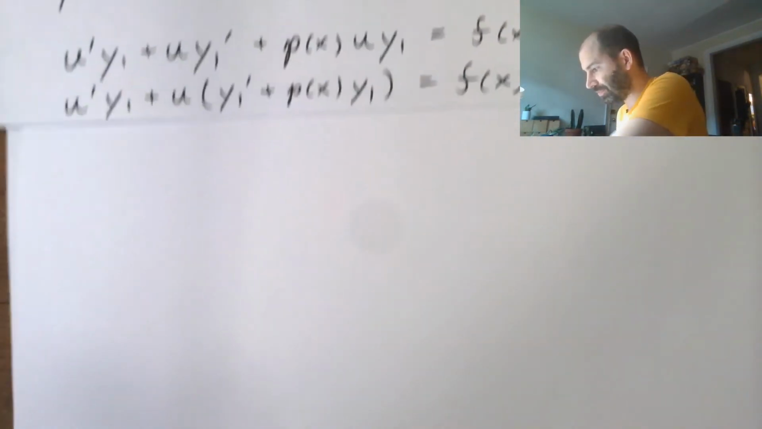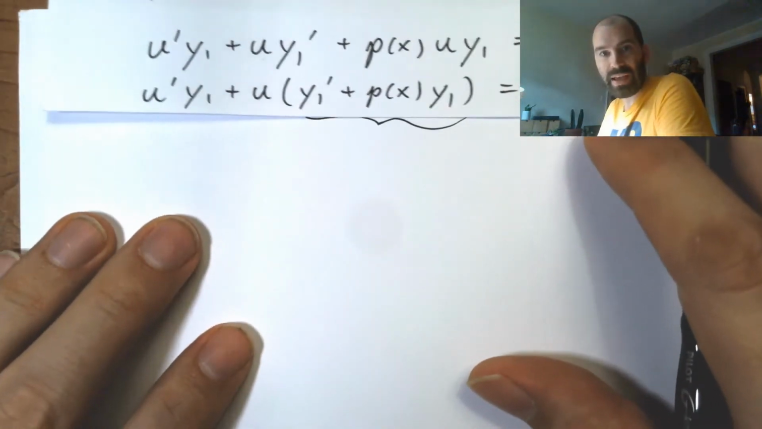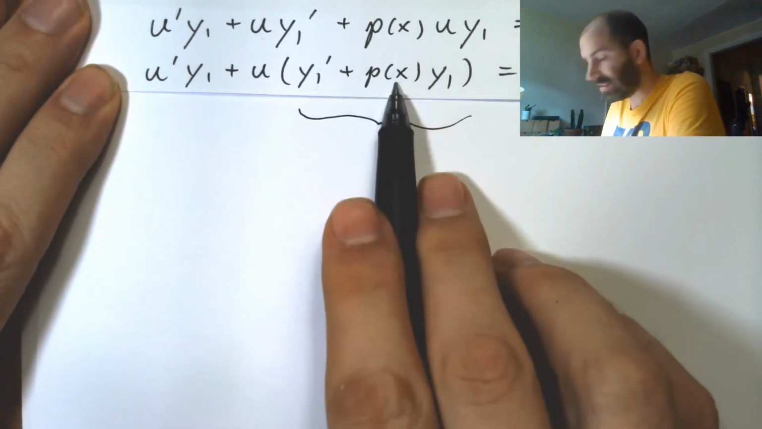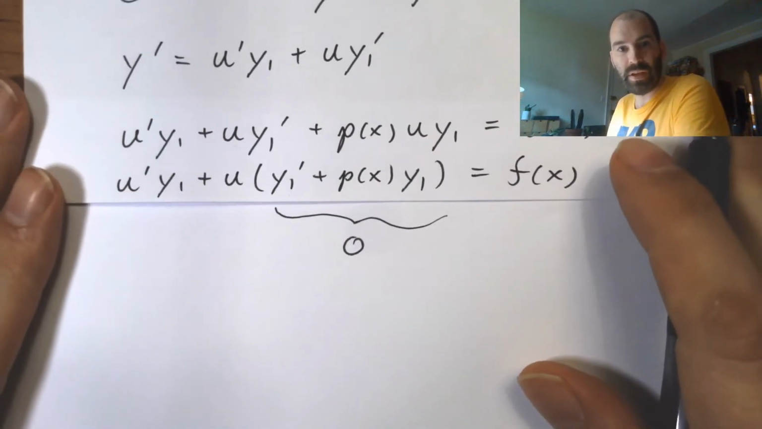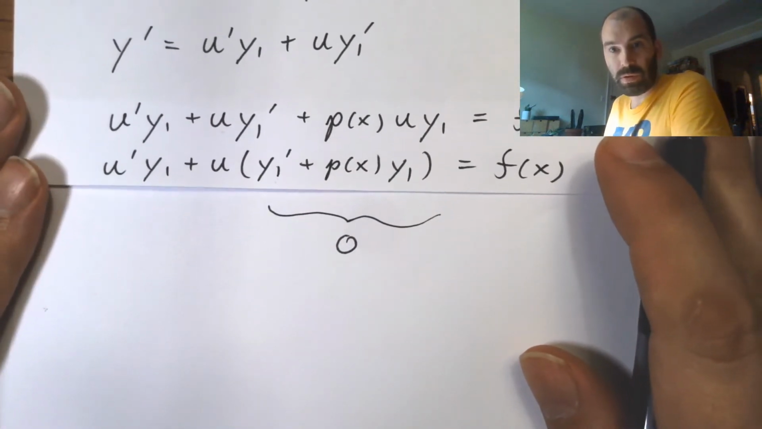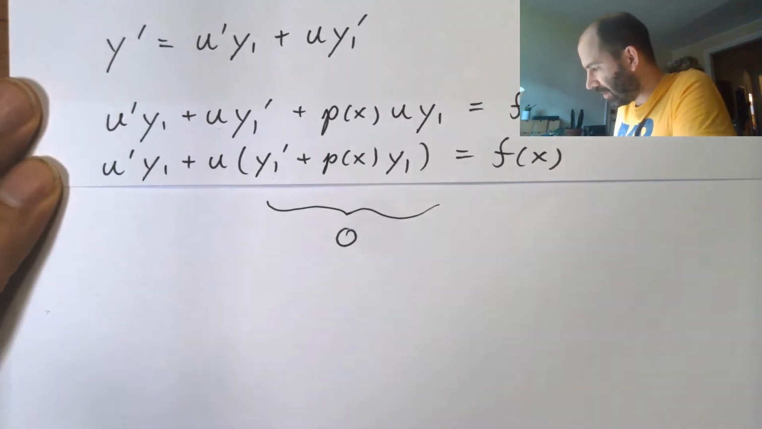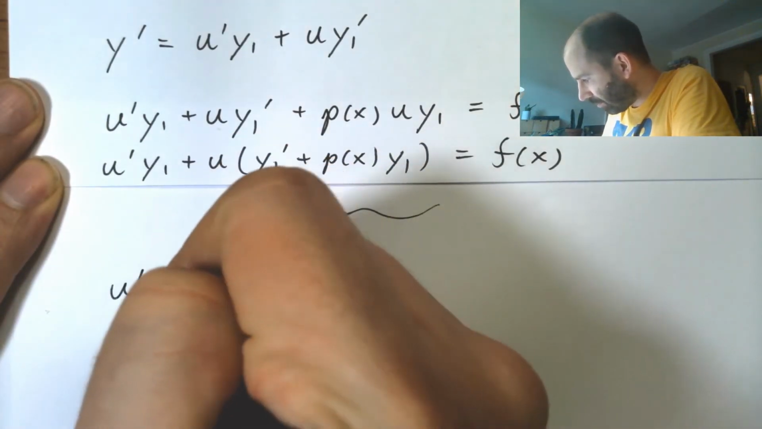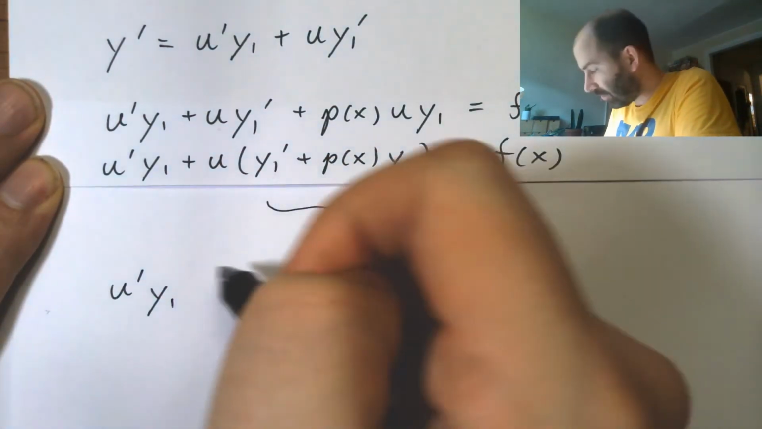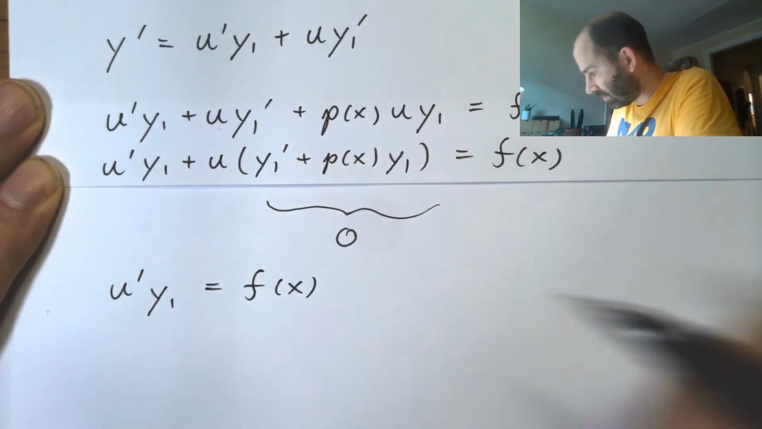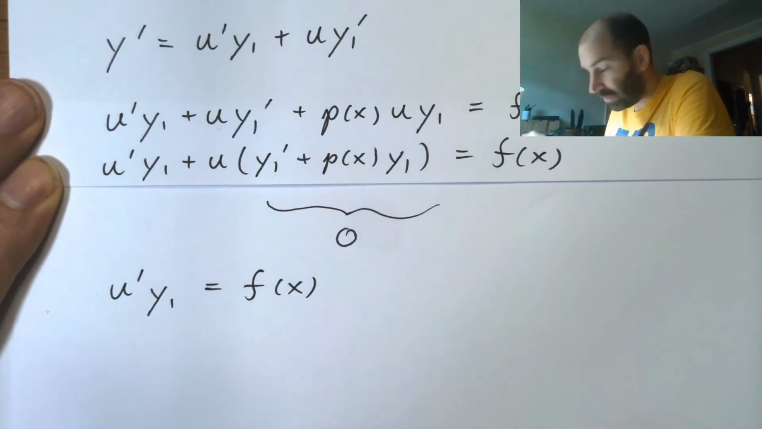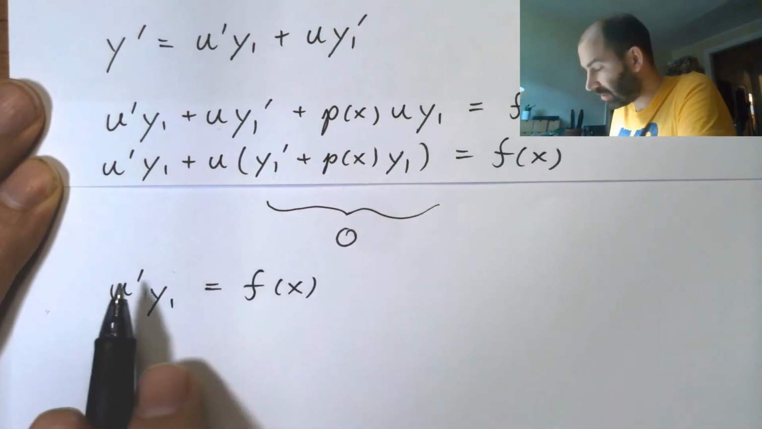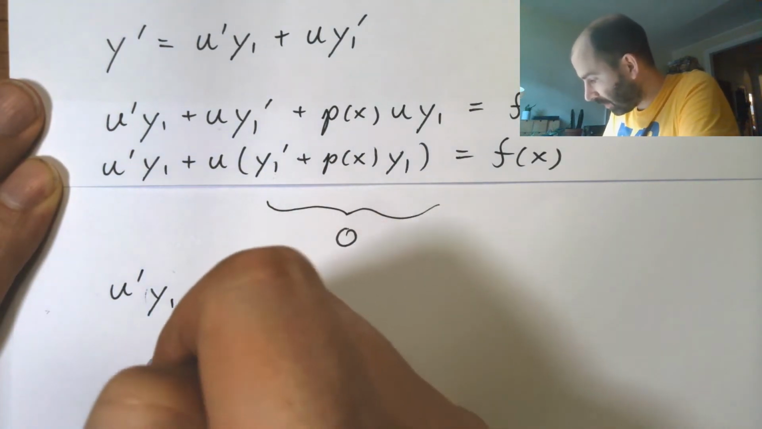So what we're saying here is that this is just 0. Okay? So look at how this simplifies. All that goes away, right? So I just get u prime y1 equals f of x. That is fantastic. And we've already solved that complementary solution, so we know what function this is. So let's just divide both sides by y1. And what do we get?